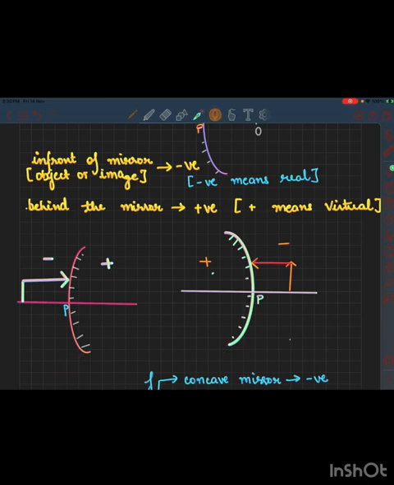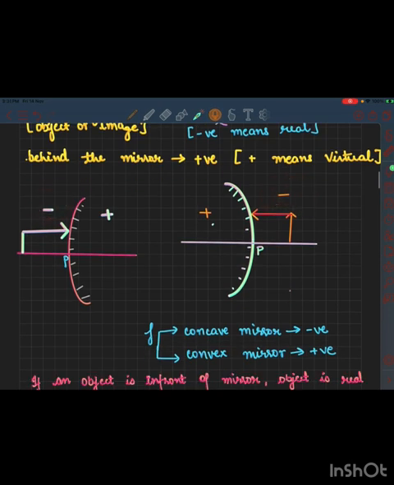Now let us see two cases of a convex mirror. Here we will try to get the sign convention with respect to the criterion of whether the object or image is in front of the mirror or behind the mirror. As you can see here, the rays are propagating towards the right, and in one case the object is behind the mirror. So behind the mirror, in both the cases, is positive, and in front of the mirror, in both the cases, is negative.